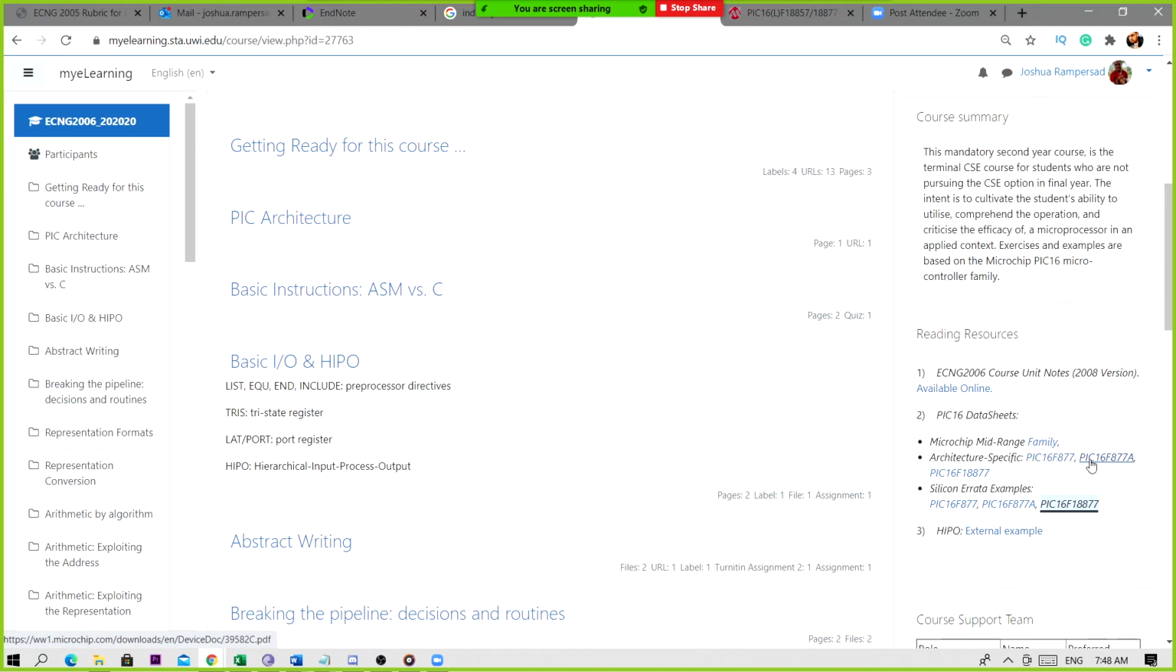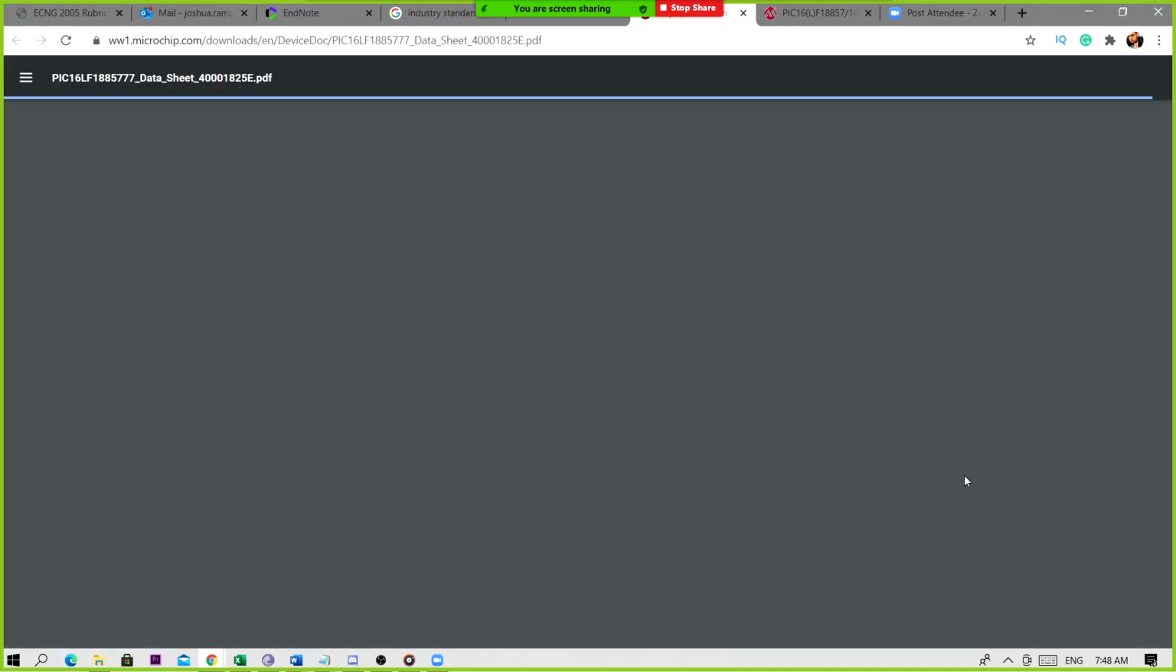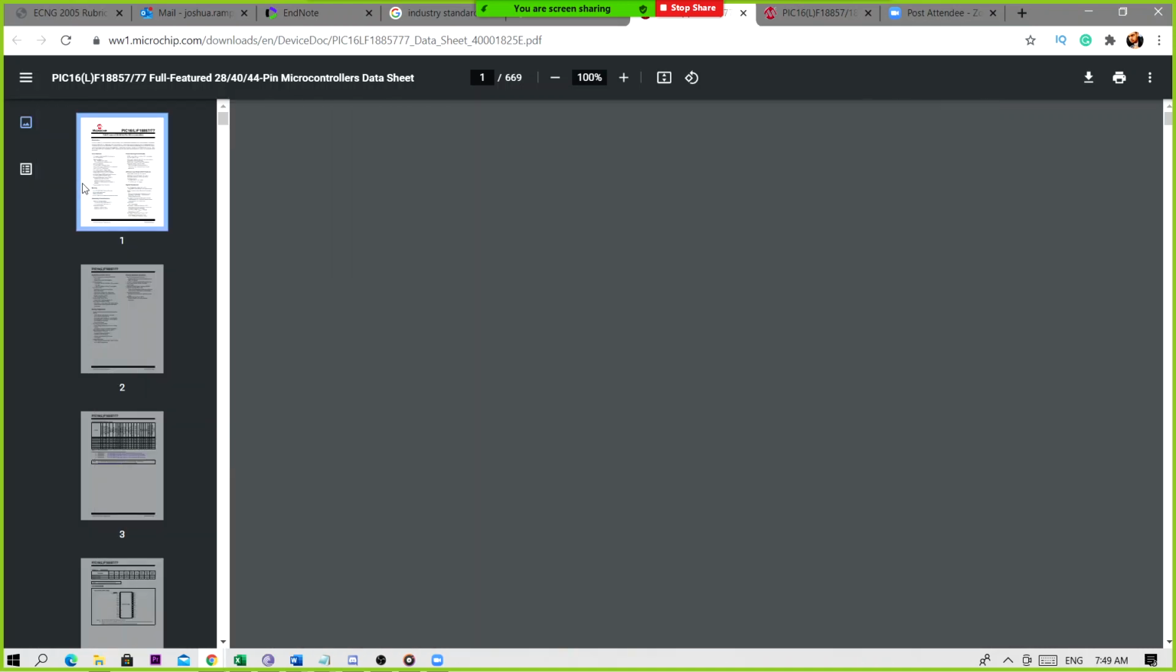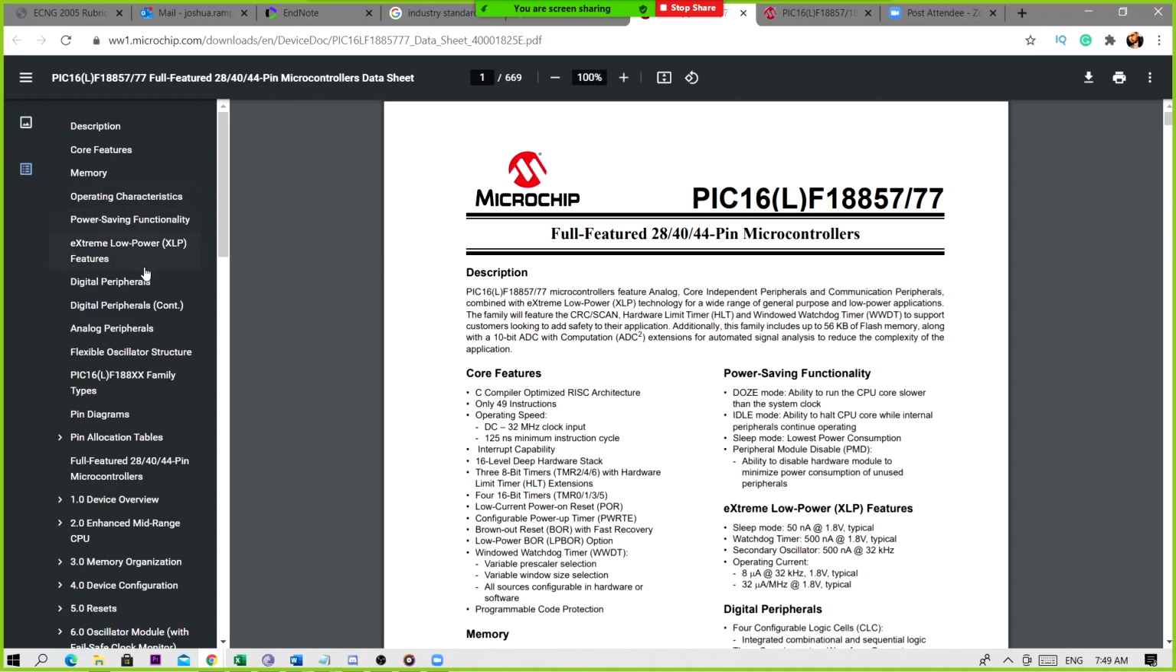Data sheets 1877. No. Look carefully, there are 3 of them, right? Okay, now show your table of contents. Very good. Okay, now we're talking about the analog to digital converter, yes? Yes. All right, let's go to that section.